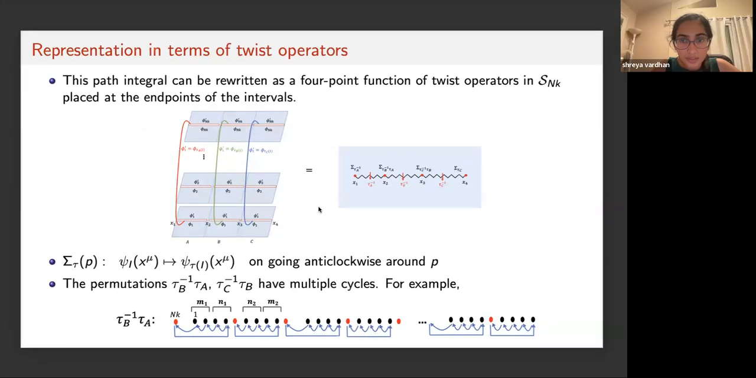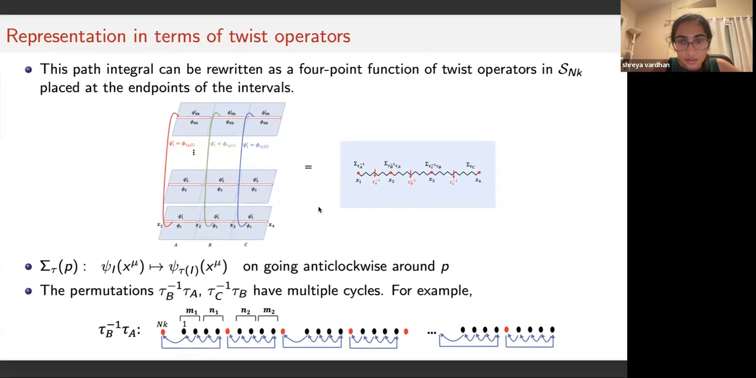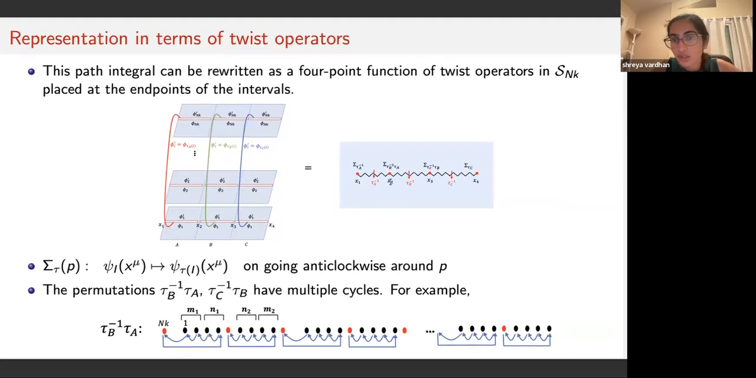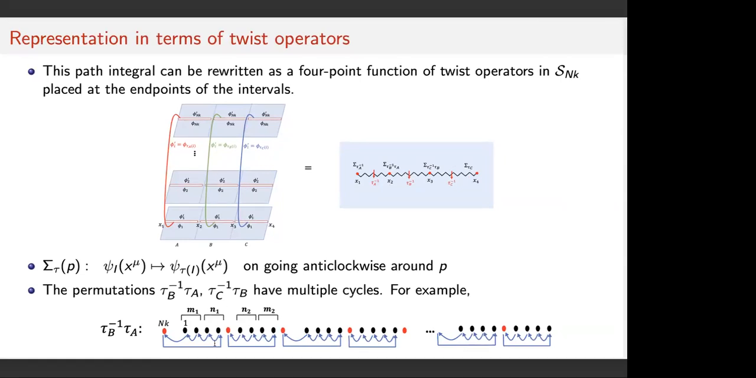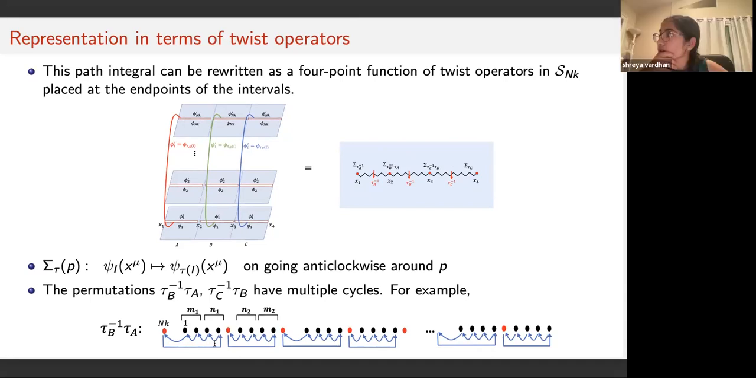You get the symmetric group because these are permutations which are no longer just in Zn. For instance, this tau B inverse tau A permutation that you get from composing tau B and tau A could be some subgroup, right? It could be some subgroup of SNK. I agree that it will be something bigger than cyclic.